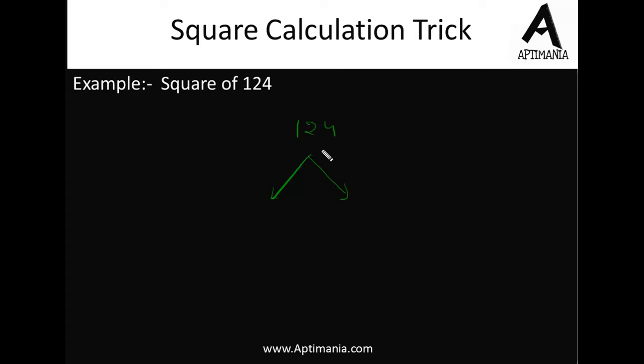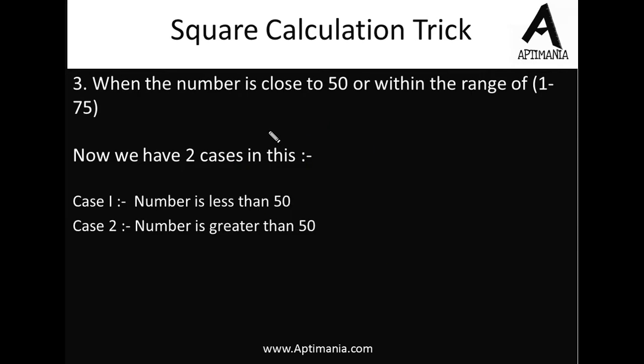Next, square of 124. So the difference of this number from 100 is 24. And the square of 24 is 576. We'll write 576 over here, but we need to keep 2 digits only. We'll carry forward this 5. Now this 124 plus 24 is 148. We'll write 148 over here. But this is not our answer. We need to add this 5 to 148, and that will make it 153 and 76 as it is. So the answer to this question is 15376.